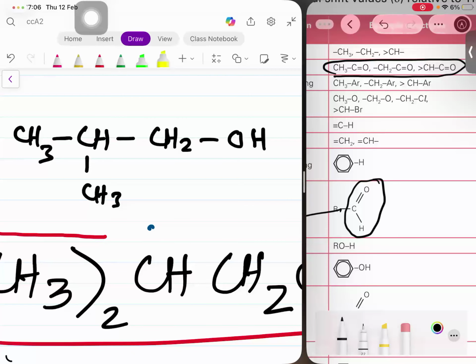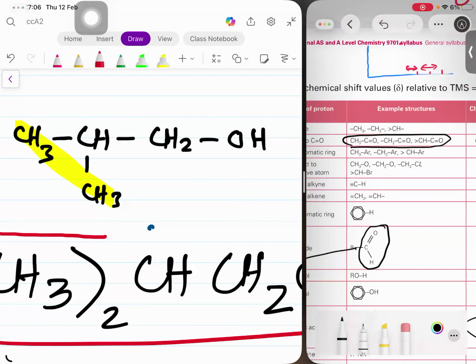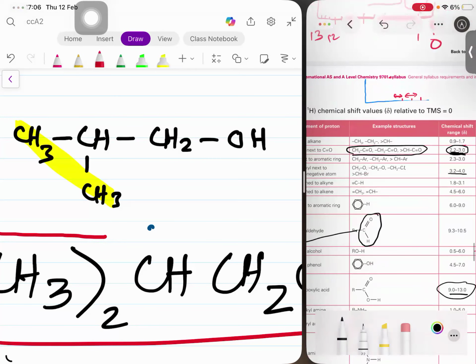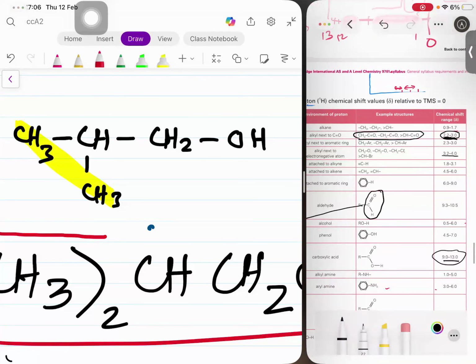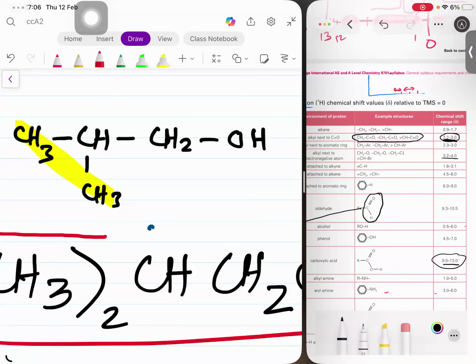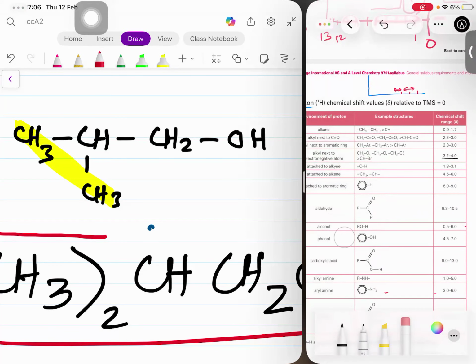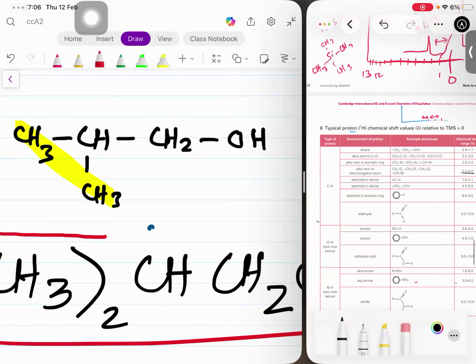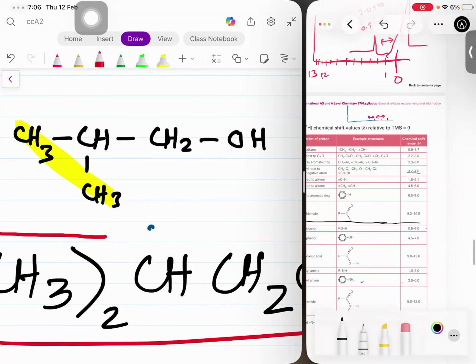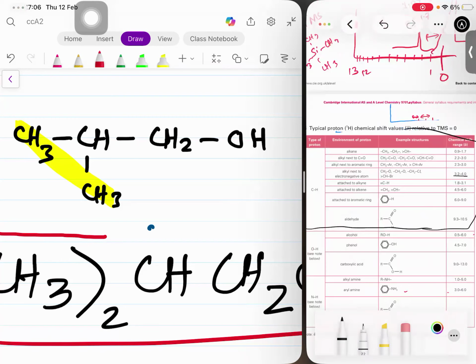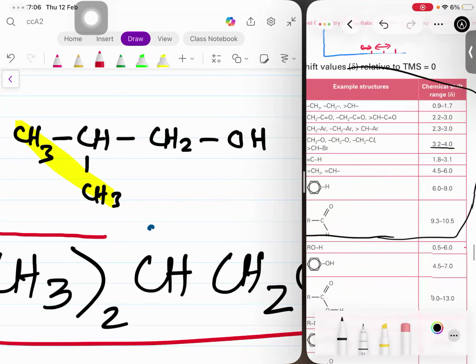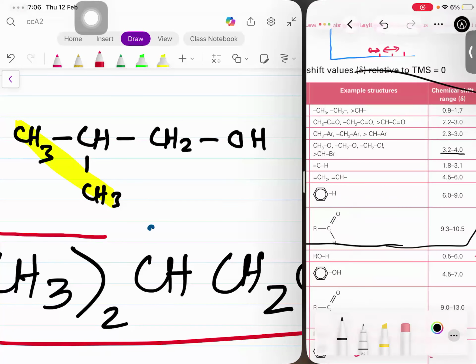Now, Ayla, do you still believe it's going to be 3 peaks in a proton NMR spectrum for this compound? Sir, 4. For these 2 CH3s, there will be 1 peak. Can you tell me its range? Alkane or next to alkane? On the right side there is a table given. All the hydrogens attached to carbon are given on the right side. Can you see? 0.9. Yes. All of these up to here are the ones attached with the carbon. CH3 or next to CH3, 0.9 to 1.7.